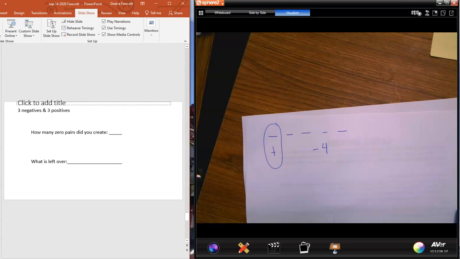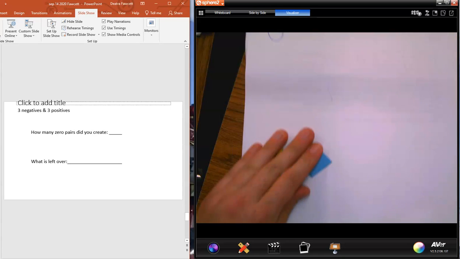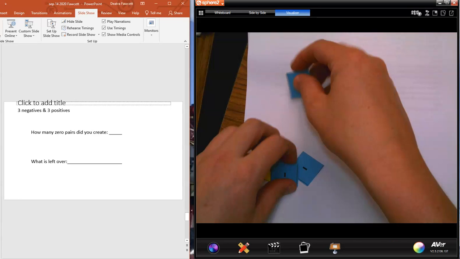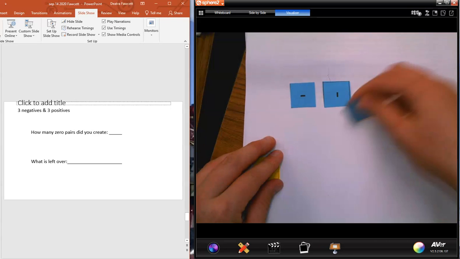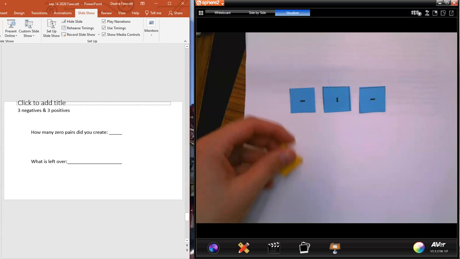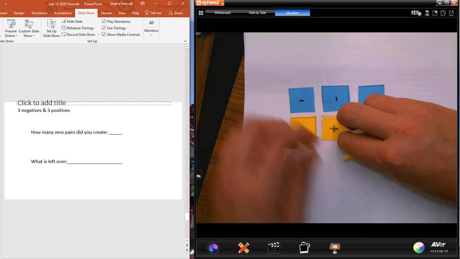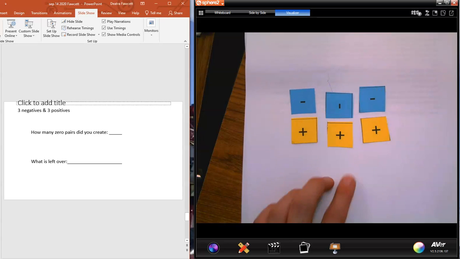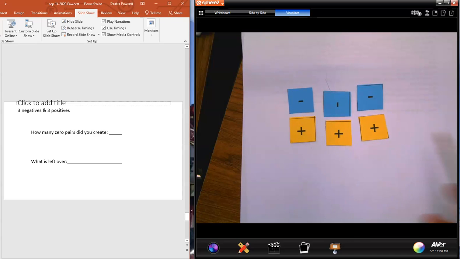3 negatives and 3 positives. 3 negatives and 3 positives. All 0 pairs, 0 pairs, 0 pairs, 0 pair. So all of them are 0 pairs. What is left over? Well, there's nothing left over. So the answer would be 0.